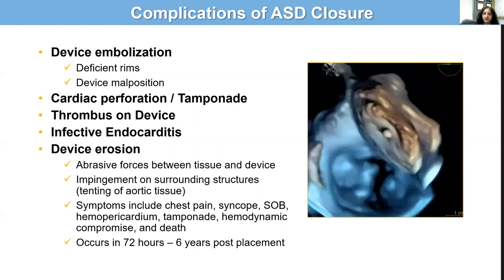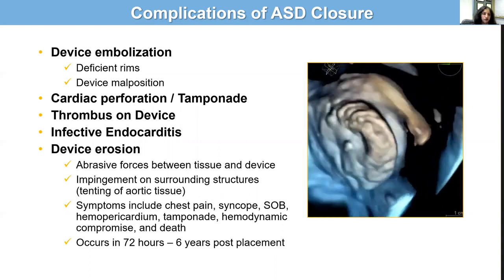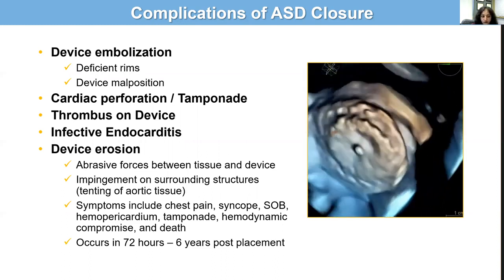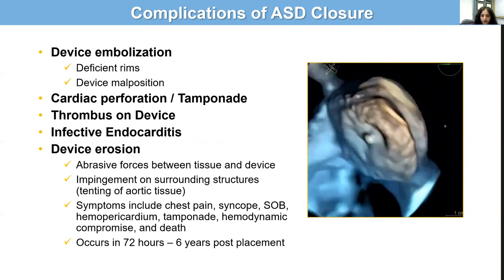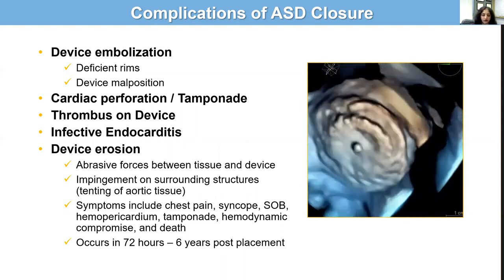The complications of ASD closure include device embolization, more common in insufficient rims, device malposition, or larger defects. Cardiac perforation or tamponade. Long-term complications include thrombus or infective endocarditis.